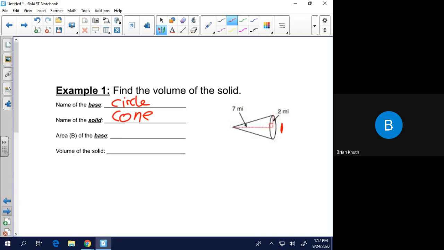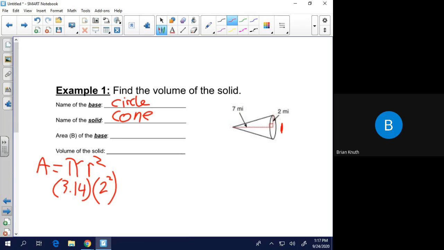So let's do that first. Yeah, area of the base. Okay. So I'm gonna write down here, area equals pi r squared for a circle. Pi being 3.14, and r, a lowercase r, is our radius. So if I look over at the picture of the cone, our radius here is 2. So it's going to be 2 squared.